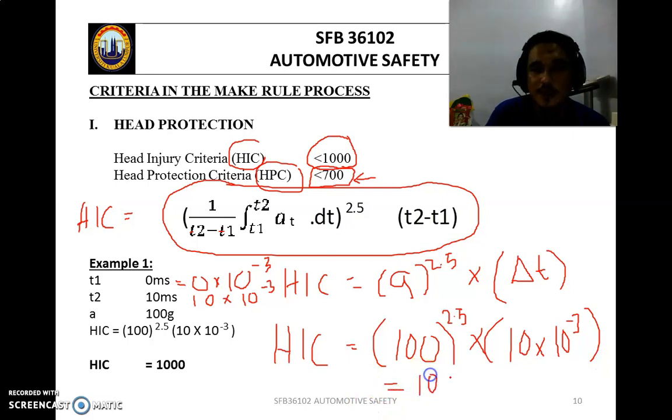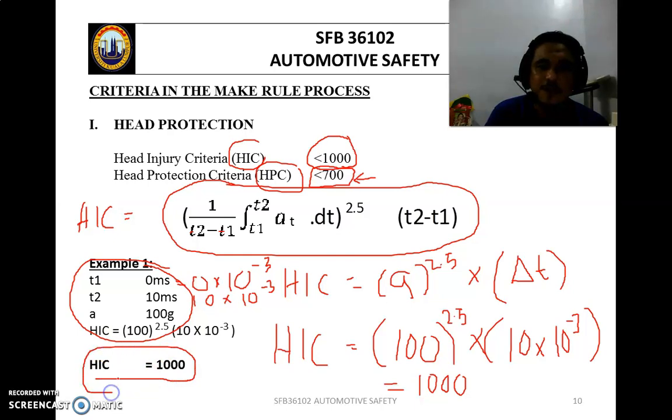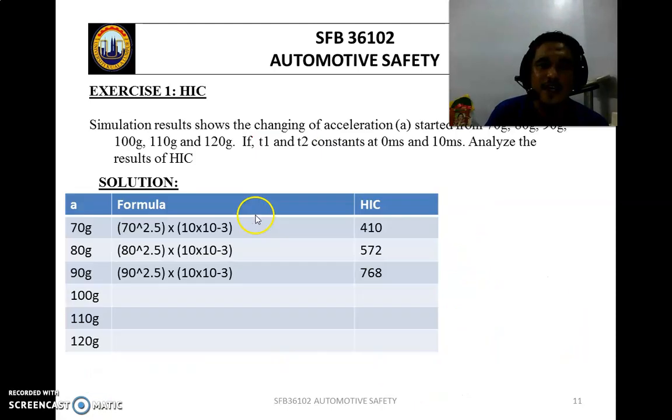So what is your conclusion? If this is the condition, it is considered not safe, because the HIC target must be below 1000. Now, in this situation the resulting HIC is 1000, so that means this is an unsafe condition. Alright, let's see one exercise.